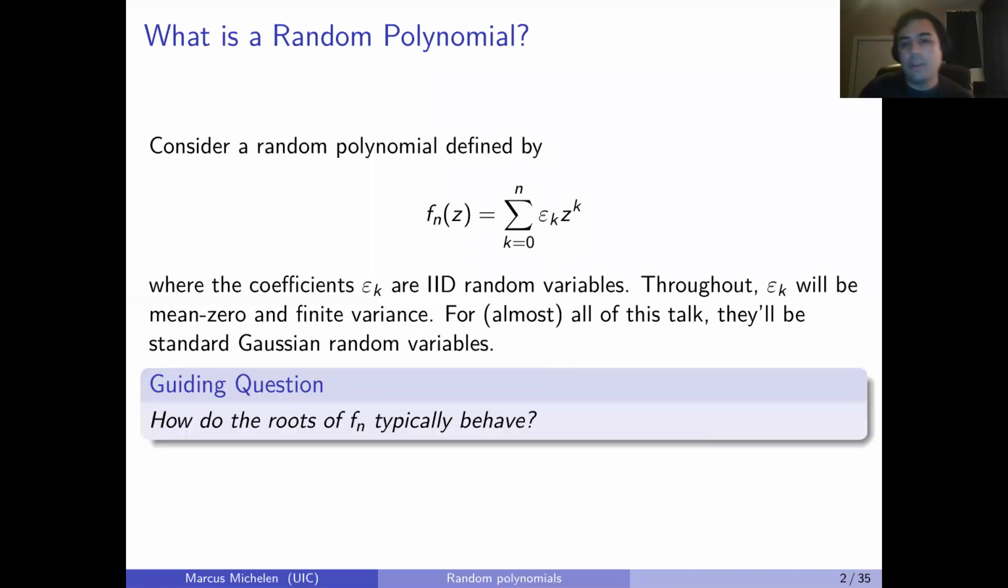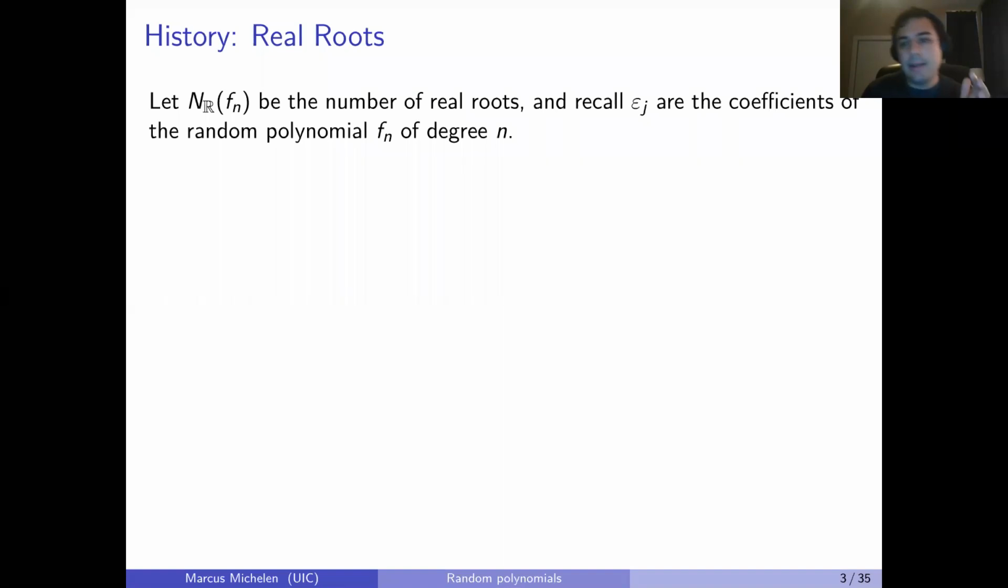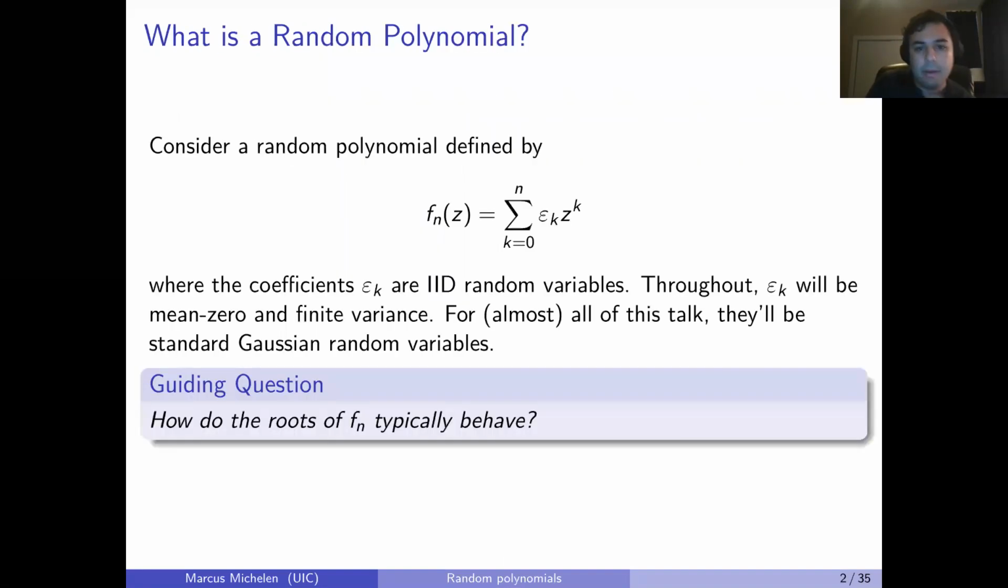And our guiding question is, how do the roots of a random polynomial typically behave? This is going to be the guiding question both for our history section and for our new results. So let's start with talking about real roots. These are random polynomials with real coefficients. So it seems plausible you might have some number of real roots, although it's not necessarily obvious how many of those you might have.